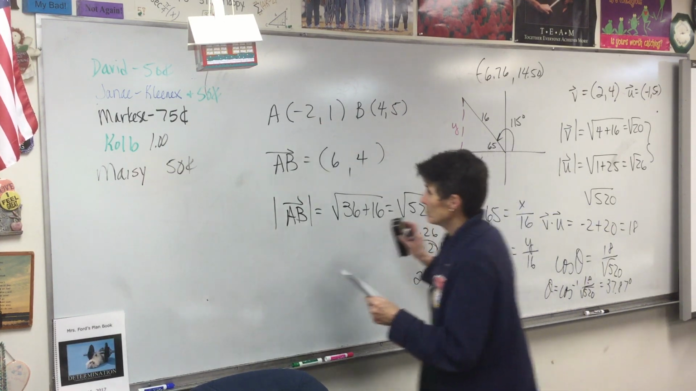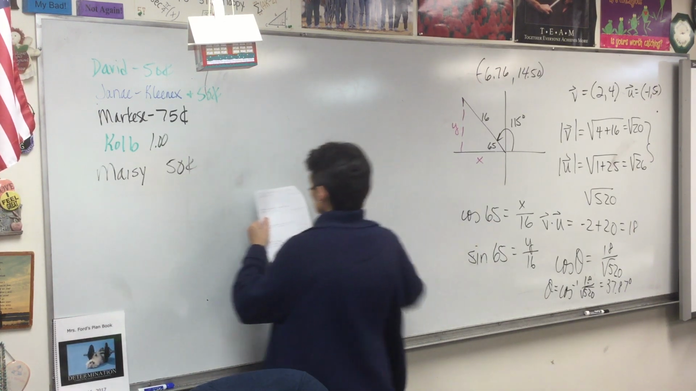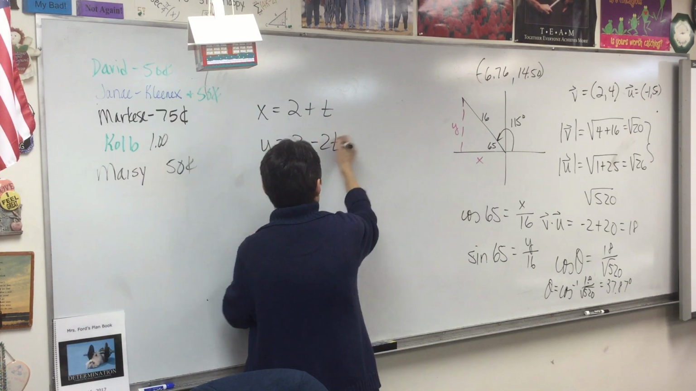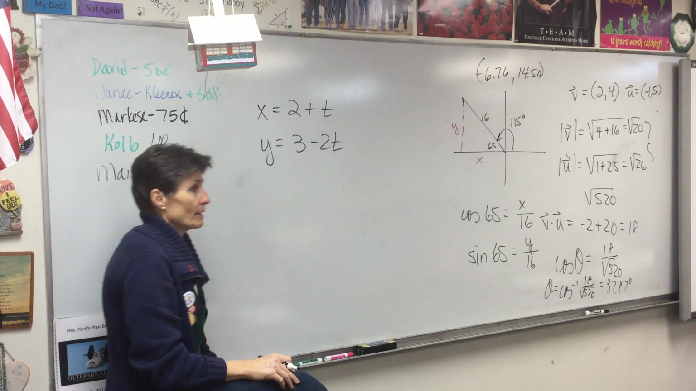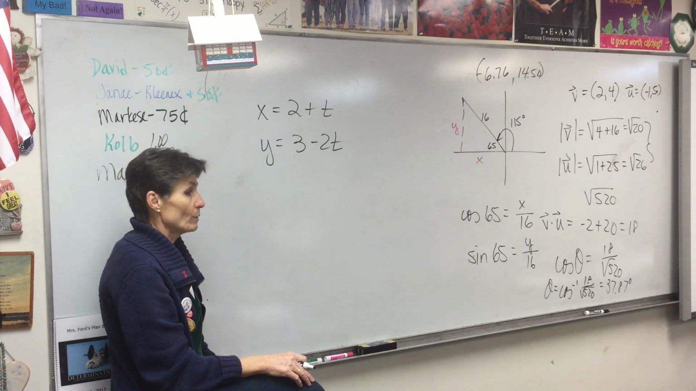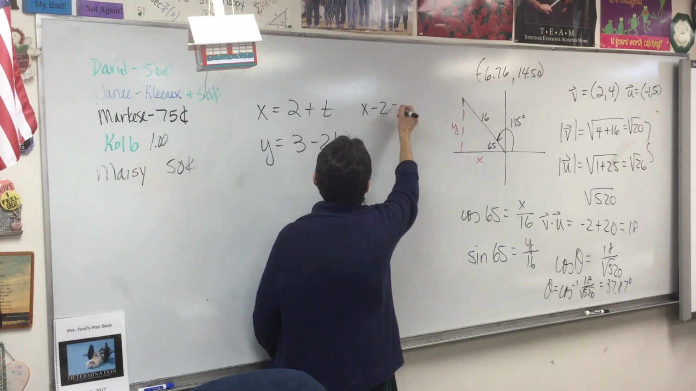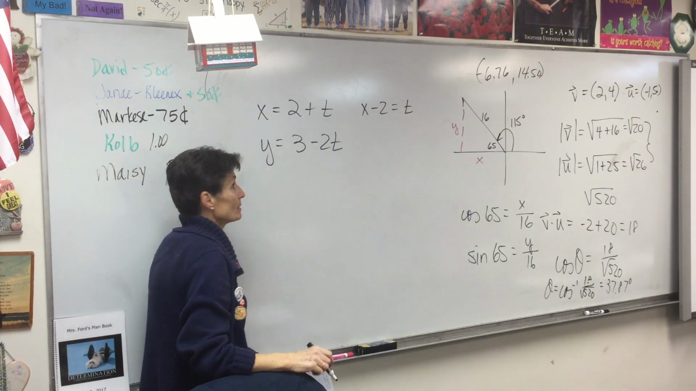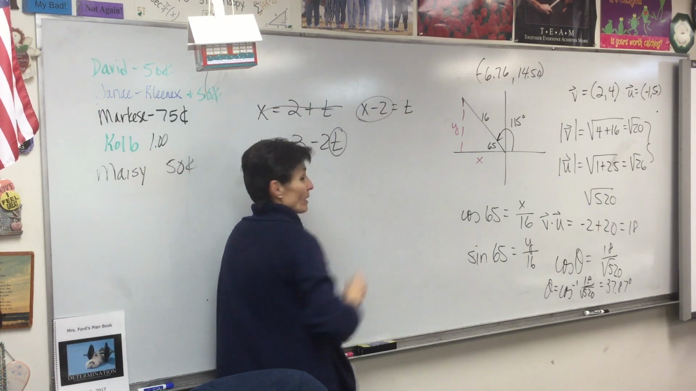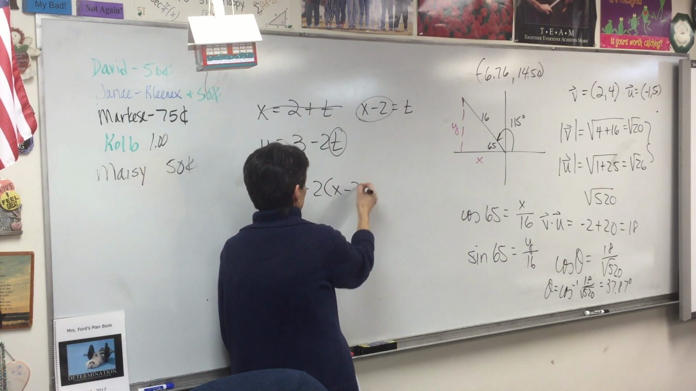Remove the parameter and write one equation. T is the parameter. So we will get T by itself, probably in the first equation is easier. So x minus 2 equals t, right? And then we'll take this and substitute it in right here. So y equals 3 minus 2 times x minus 2.